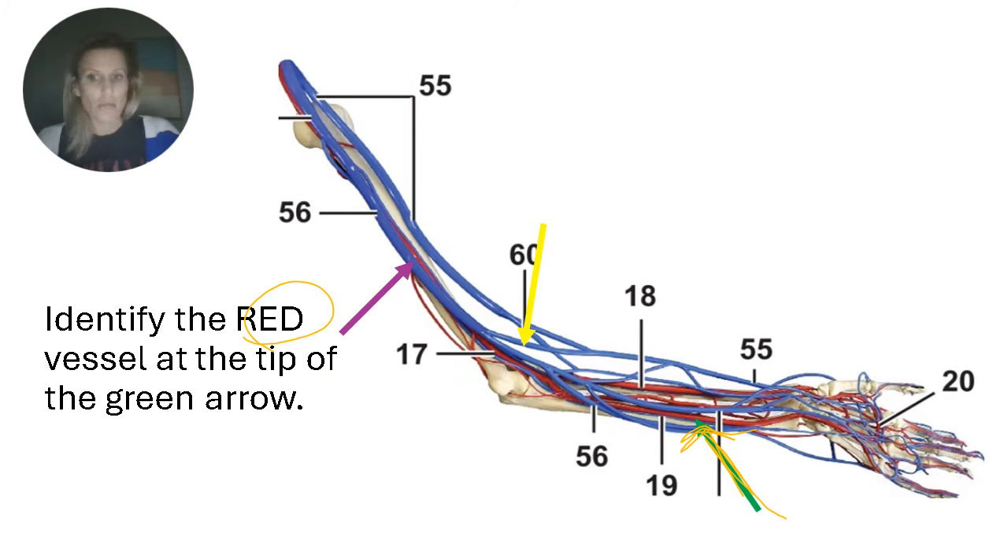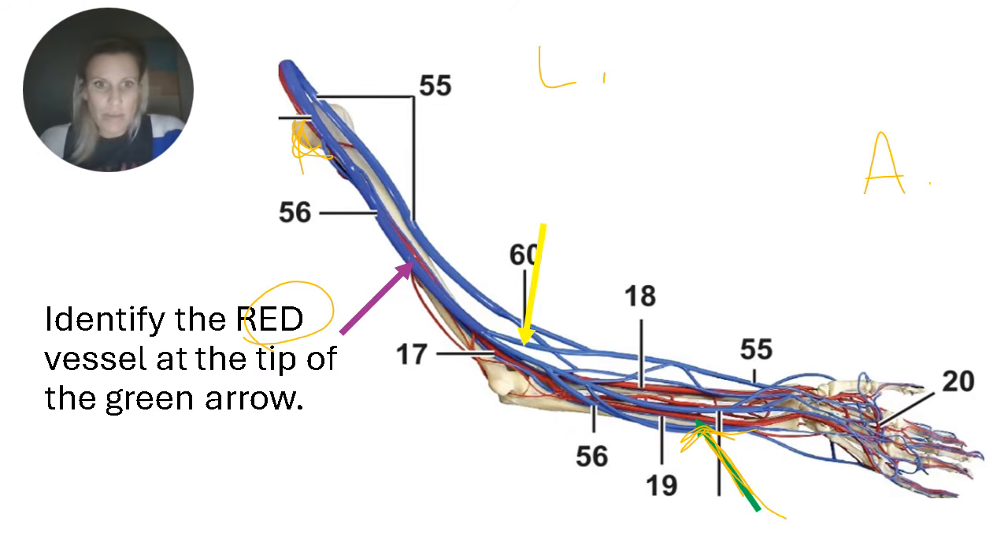First off, it's in the arm, so every vessel in the arm is going to be left or right, depending on if it's a left arm or right arm. This model I know is the left arm. I can tell based off of the head of the humerus and the way that it connects. But everything on this one is left. And again, I'm talking about the red vessel, so that's going to be an artery.